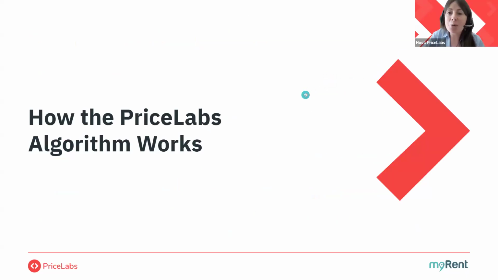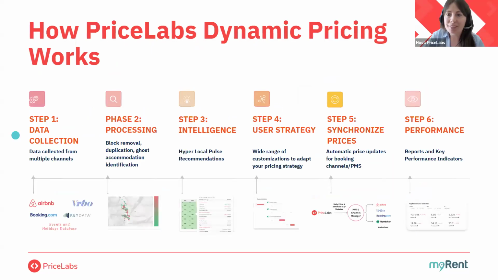Now, let's see how our algorithm works. So the first step will be data collection. So we are going to scrape the public pages of the main OTA, Airbnb, Vrbo, and Booking.com. This is a process that we do daily. We also have our own database. So we have the list of the events in your destination, and we're going to validate this data with key data.